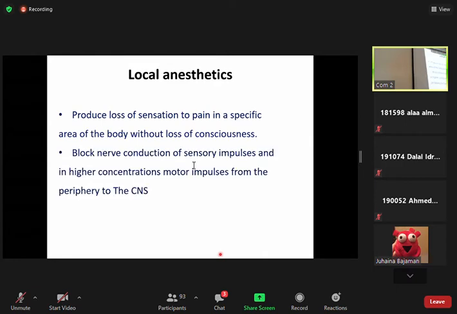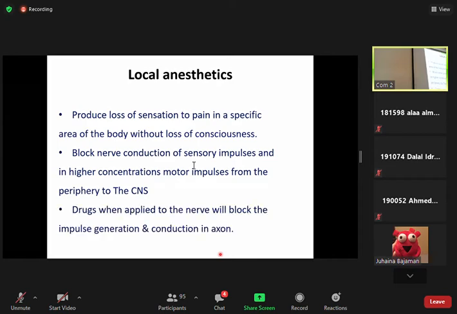They basically block nerve conduction. So now you know the mechanism of action, right? Because we're going to be a little bit sophisticated when we describe the mechanism. Mainly they block the sensory impulse, which is the afferent, and in higher concentrations, it might even block the motor impulses from the periphery to the CNS. Clear?